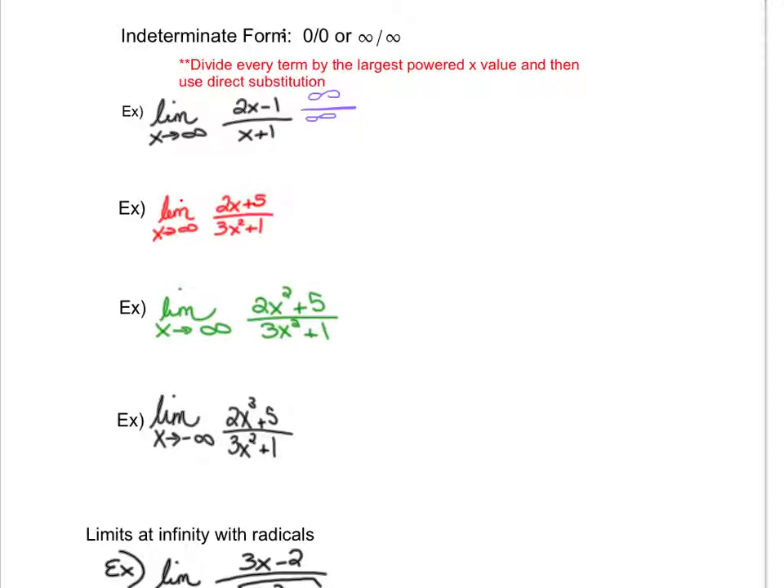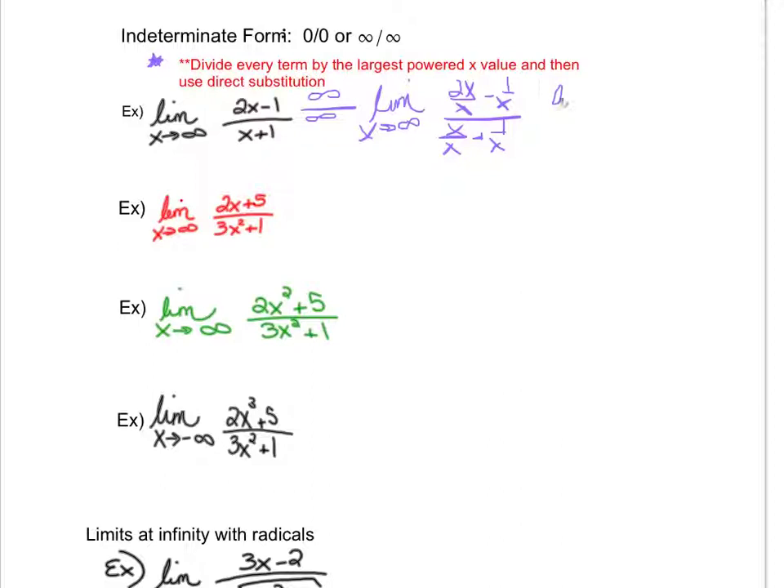So what I can do is divide every single term by my largest powered x value. That's taking this idea right here, and you'll see why in a moment. Right now I have x to the 1 on top and x to the 1 on bottom, so x to the 1 is my largest x value. I'm going to rewrite this problem as the limit as x approaches infinity of 2x over x minus 1 over x, all over x plus 1 over x. I'm not breaking any math rules, because I can do the same thing to the top and bottom of a fraction as long as I do it to all my terms.